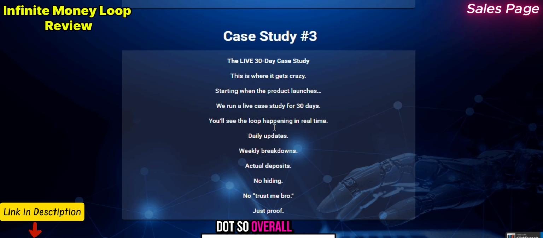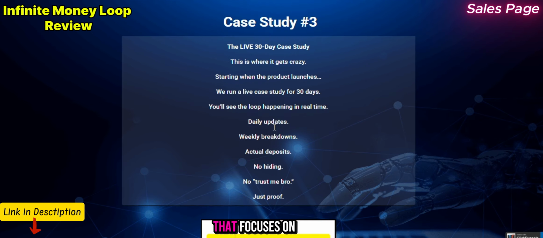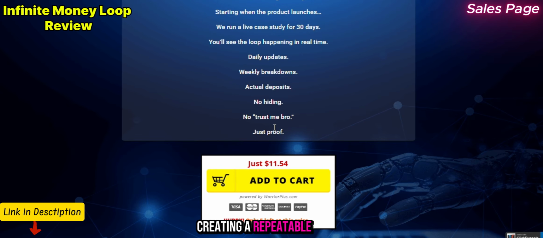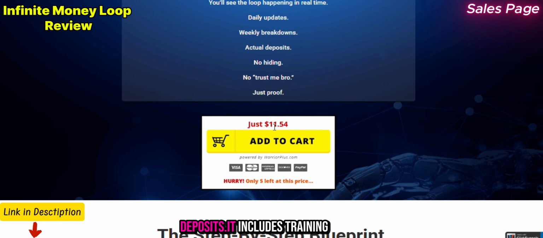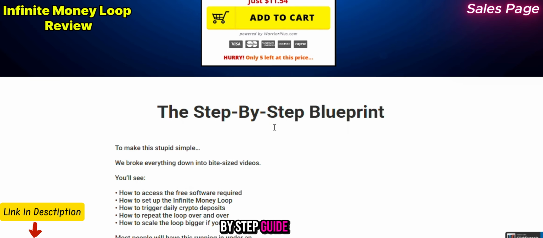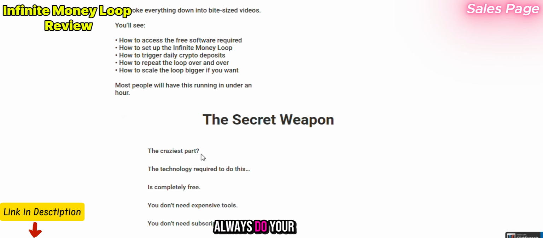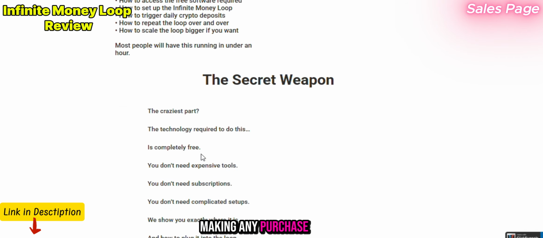So overall, Infinite Money Loop is positioned as a simple crypto opportunity that focuses on creating a repeatable system for generating crypto deposits. It includes training, case studies, and a step-by-step guide designed for beginners. Of course, like any online income opportunity, it's important to remember that results are not guaranteed, and success depends on how well the system is implemented. So always do your own research before making any purchase decision.